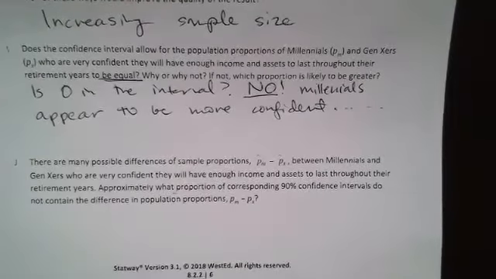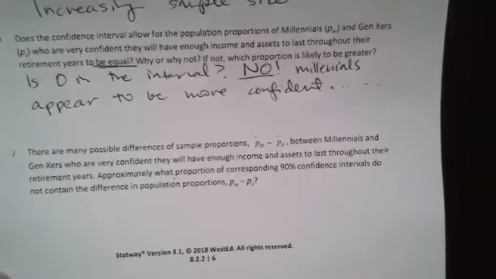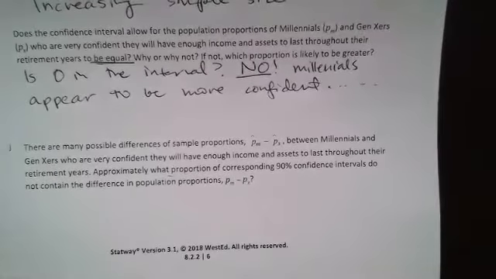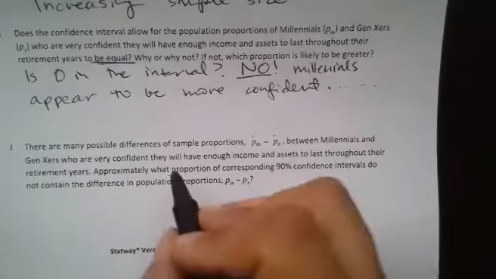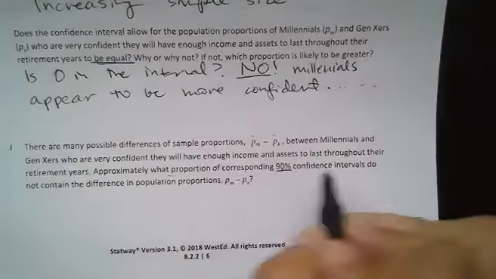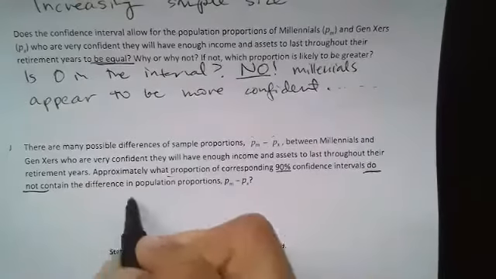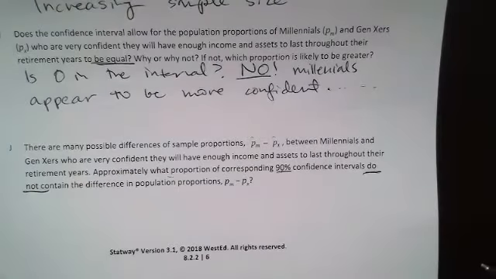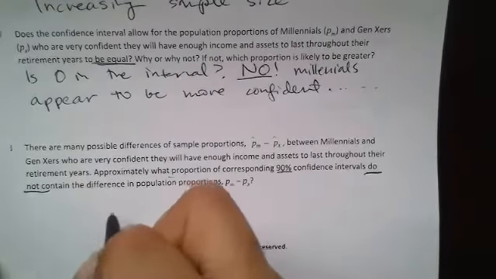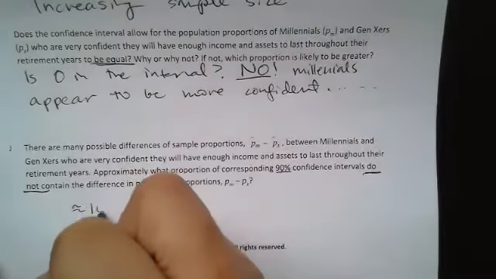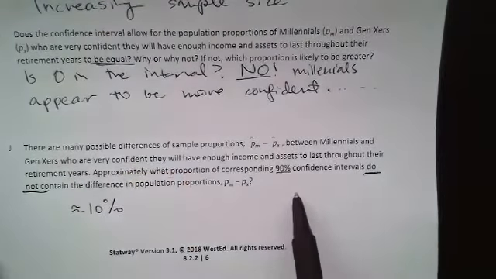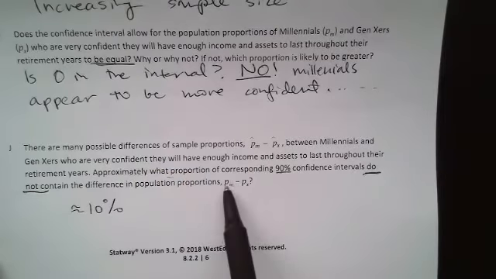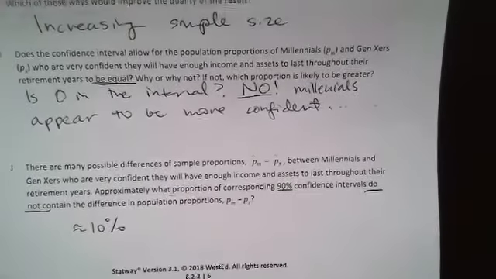Okay. So J. There are many possible differences of sample proportions. Approximately what proportion of corresponding 90% confidence intervals do not contain a difference in population proportion? 10%? Yes, exactly, approximately 10%. Because basically we're saying that 90% of the confidence intervals do contain a difference, right?